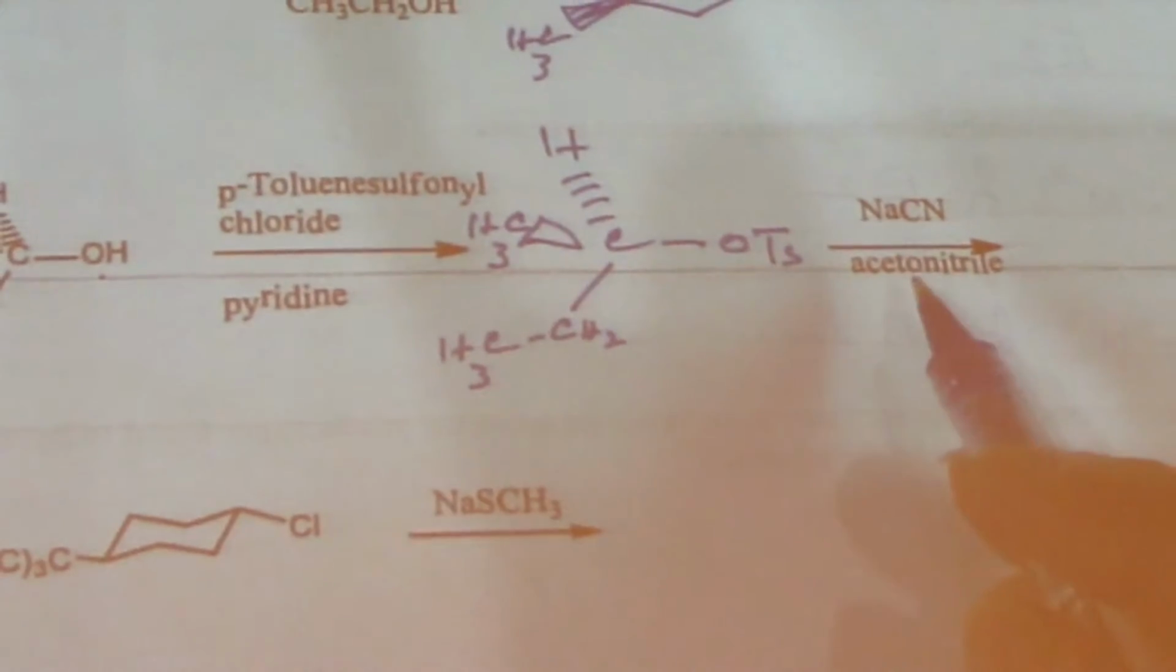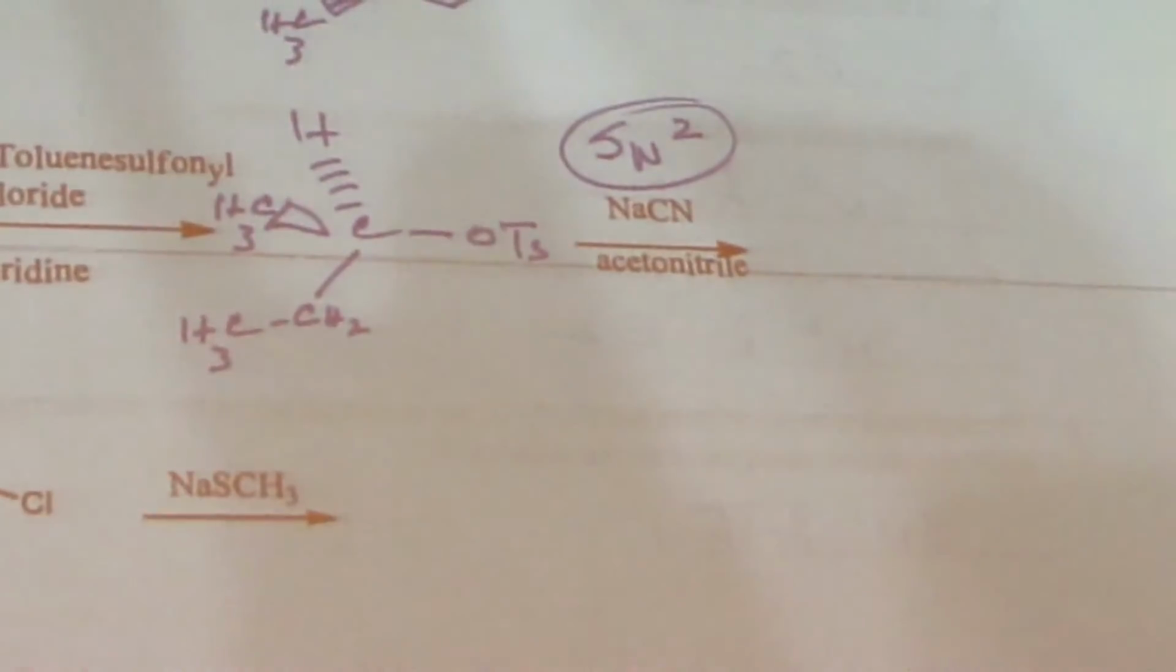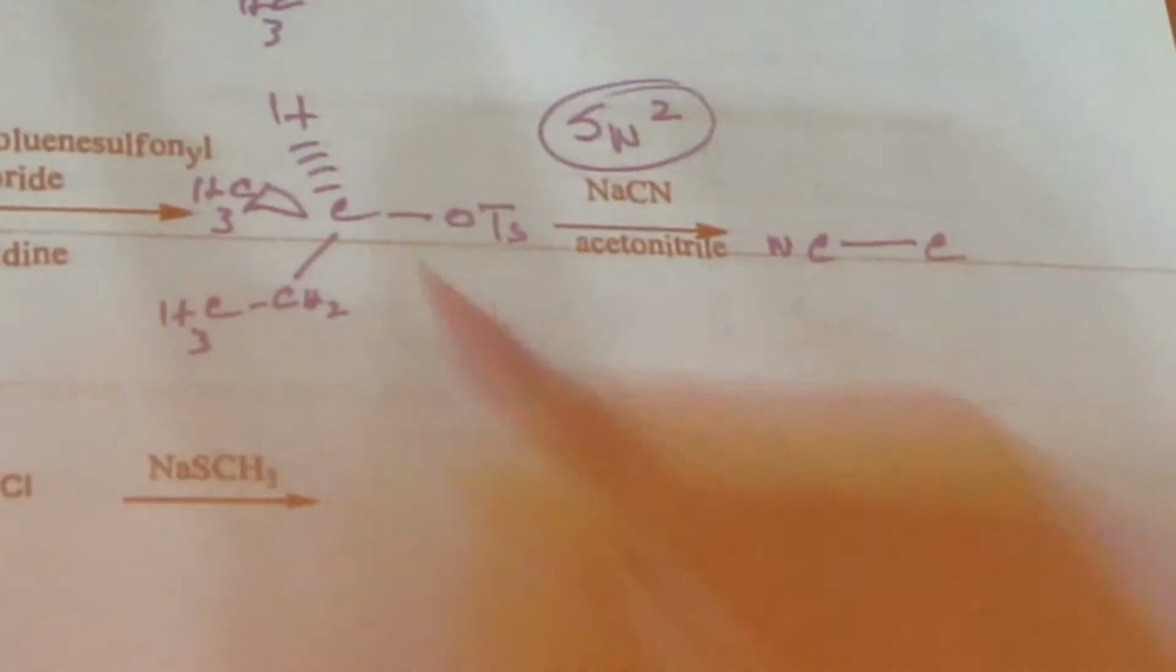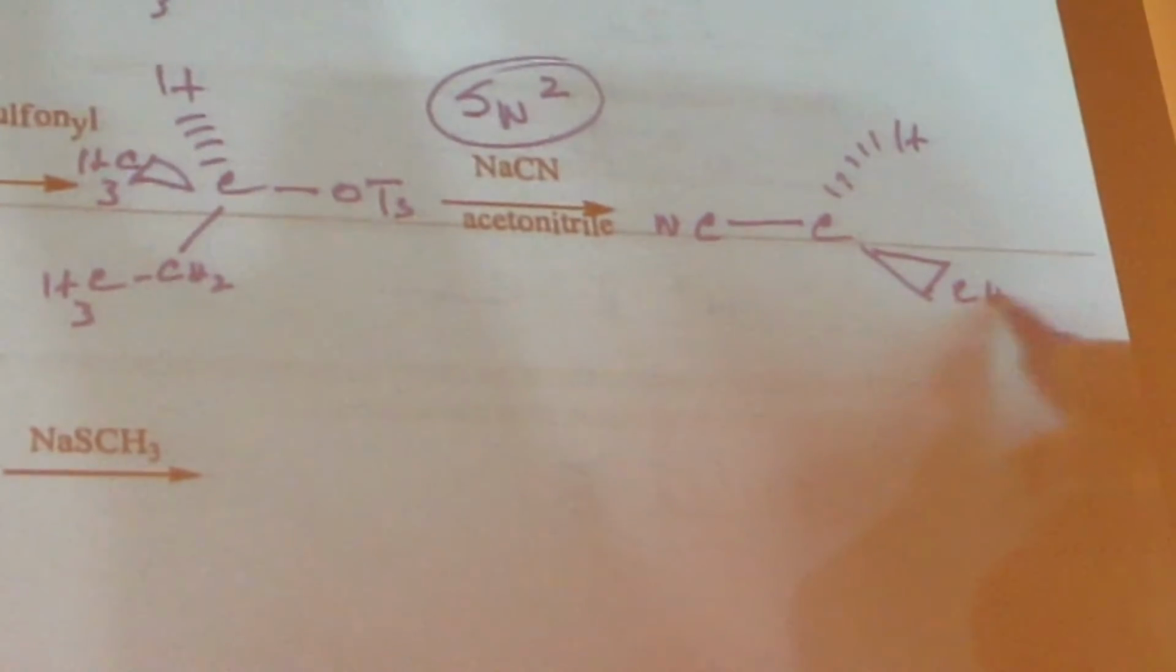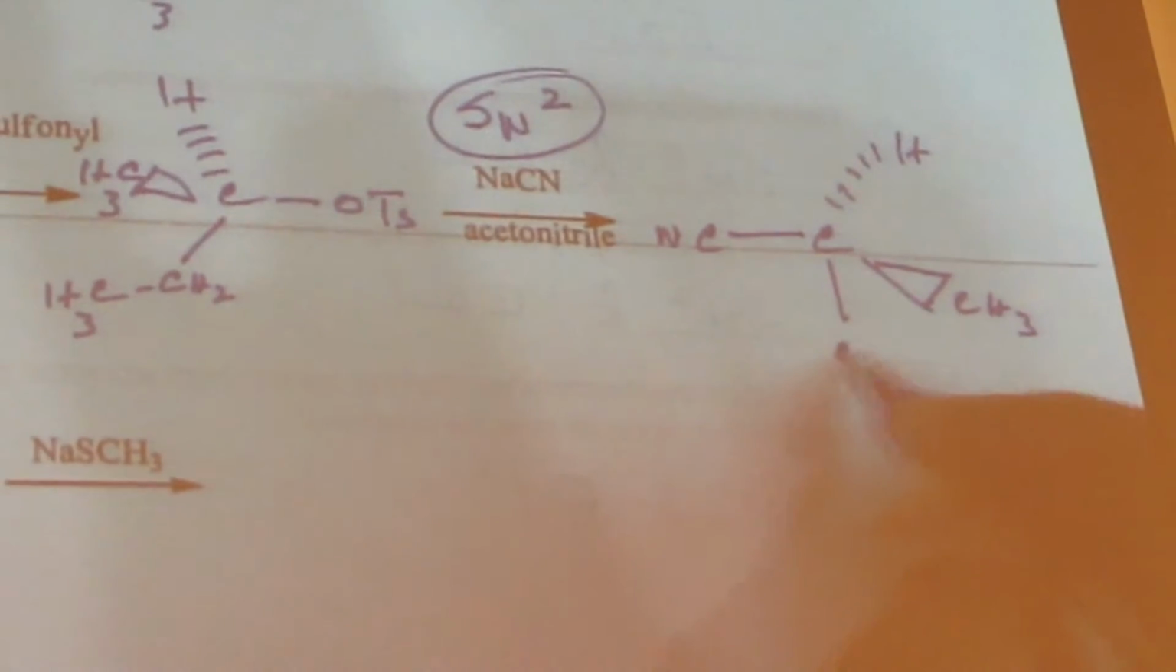And then the next step is an SN2 process, where the cyanide is going to attack from the other side. Therefore, we'll get an inversion of configuration, where the cyanide comes from this side, and the leaving group OTs will leave. So this would be the product. It's stereospecific. Only this product will be formed.